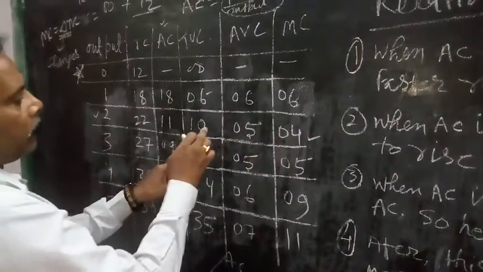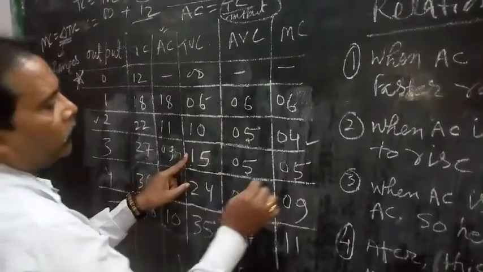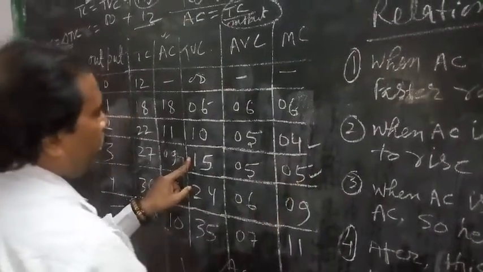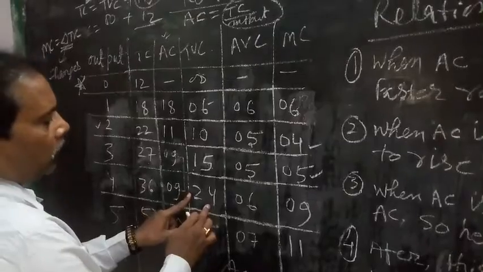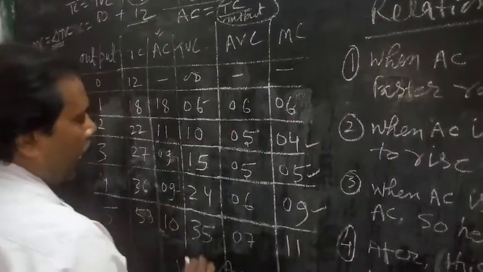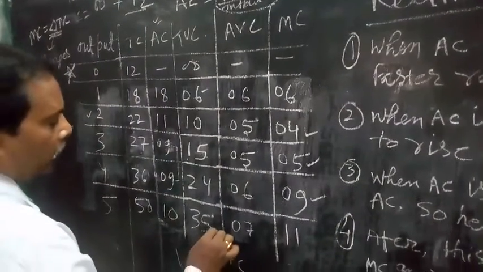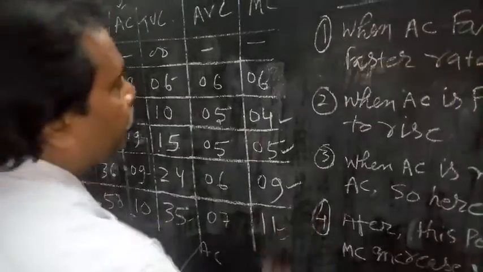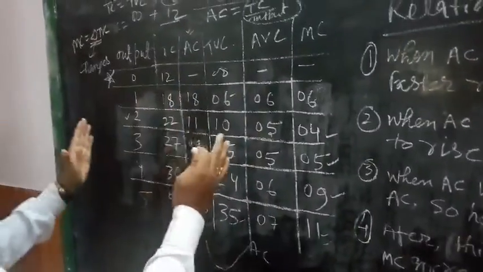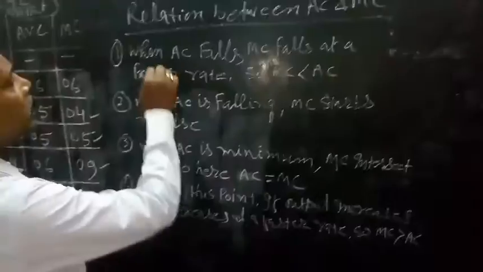Second to third, that is 10 to 15. So here again it is 5. Next 15 to 24, that is 9, and 24 to 35, that is 11. So on the basis of this schedule, you may write in this part.